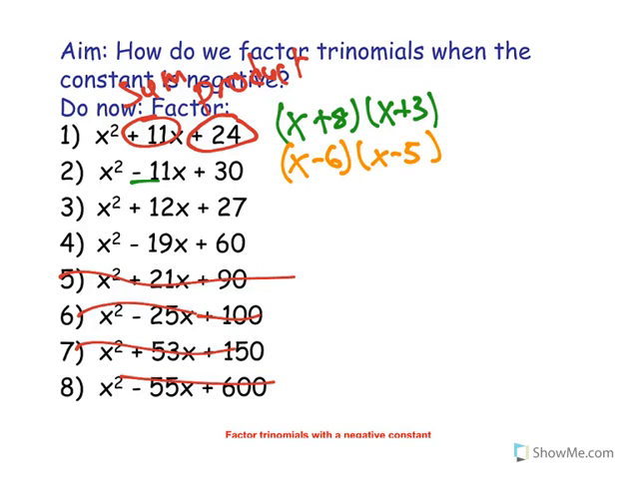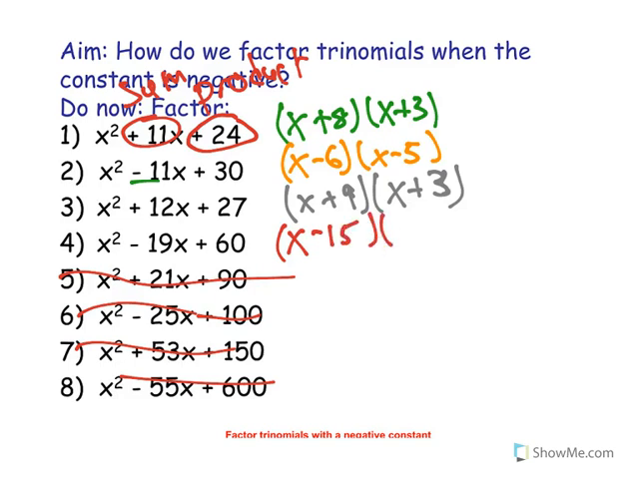For number 3, I want two factors of 27 that add up to 12. That should be pretty easy, 9 and 3. And for the last one, we're looking for two factors of 60 that add to negative 19. So I'll use negative 15 and negative 4.